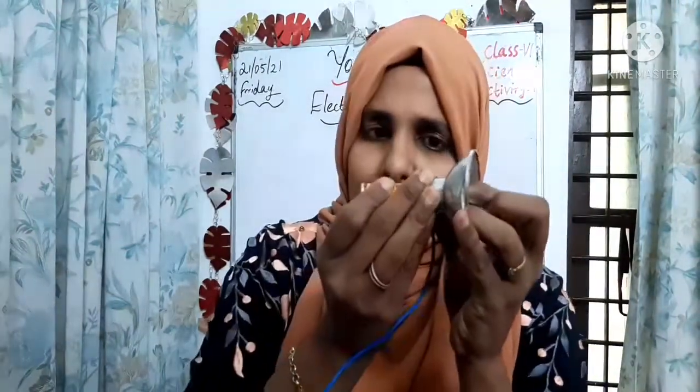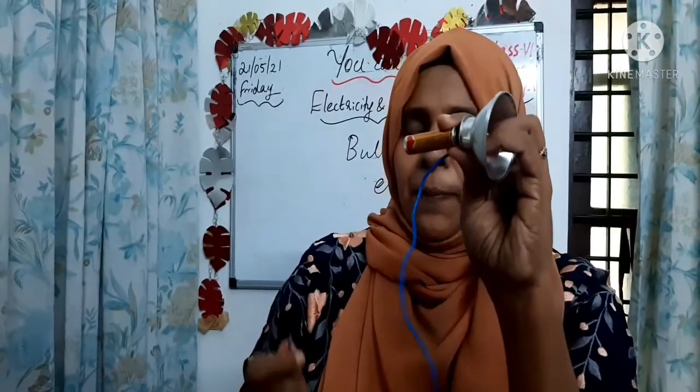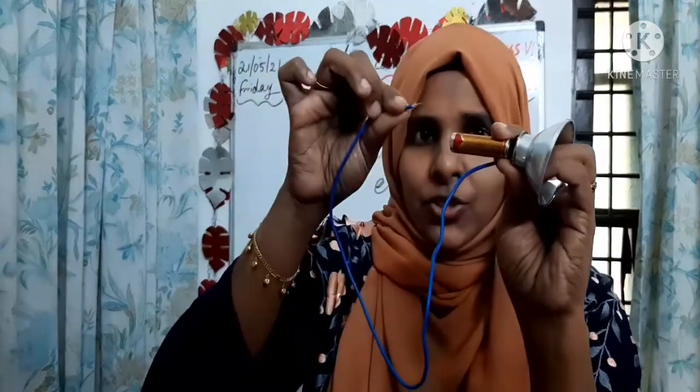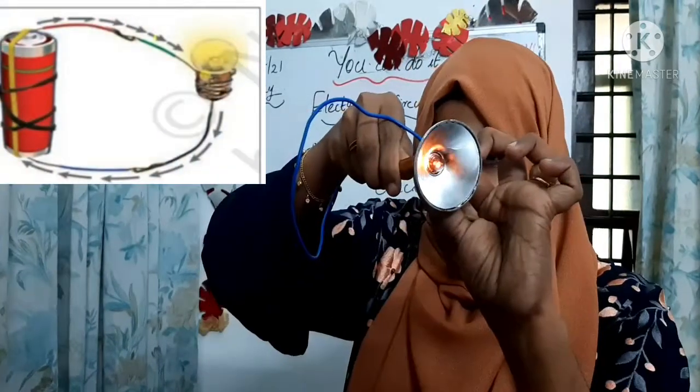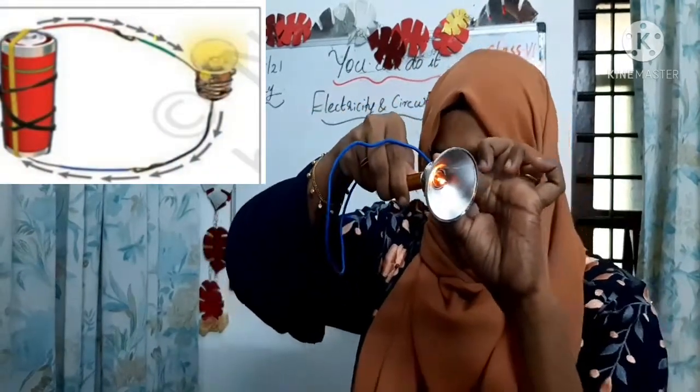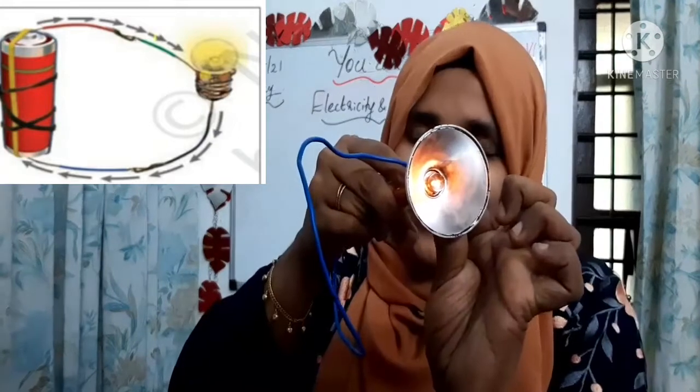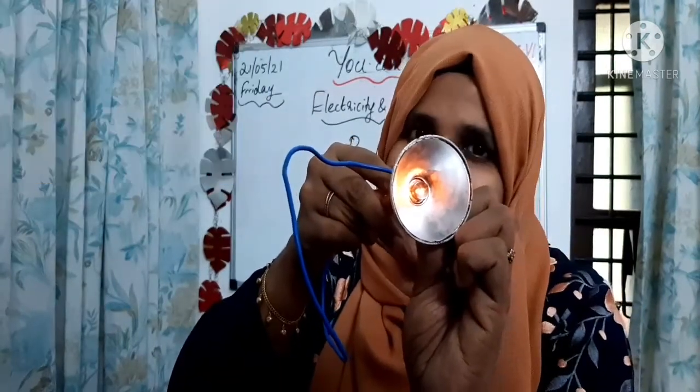The wire which is connecting with the metal cap or metal disc of the cell, we have to connect with the base of the bulb, and the other part of this wire we have to connect with the other terminal of the cell. Then what will happen? Can you identify? This bulb is glowing, right? So I finished my task successfully.